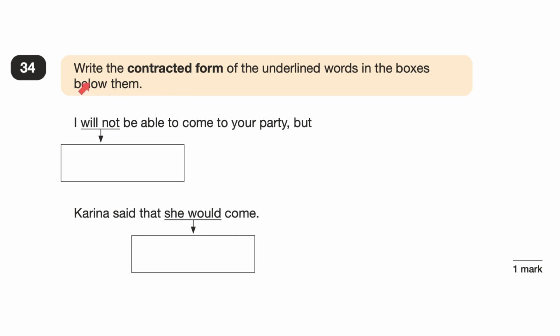And the next question, so again, don't get tricked or caught out or confused by this contracted form. All it's wanting you to do is take will not and she would and contract them, okay, into their contracted form. So write the contracted form of the underlined words in the boxes below. I will not be able to come to your party, but Karina said that she would come.